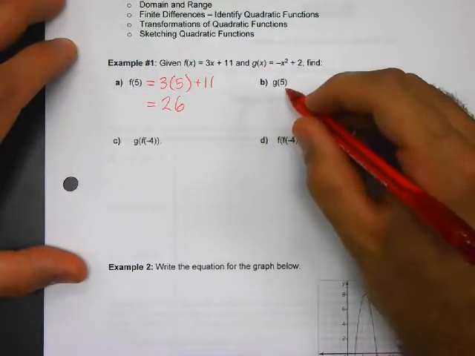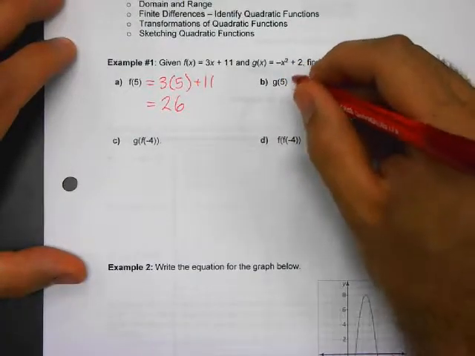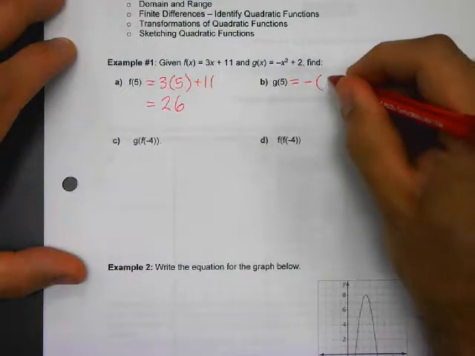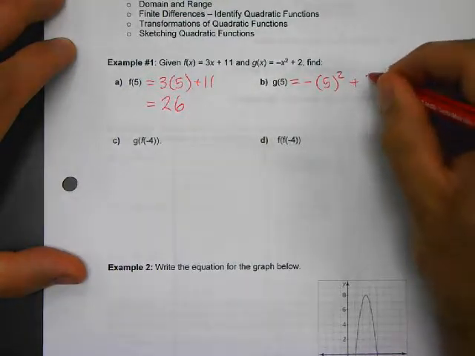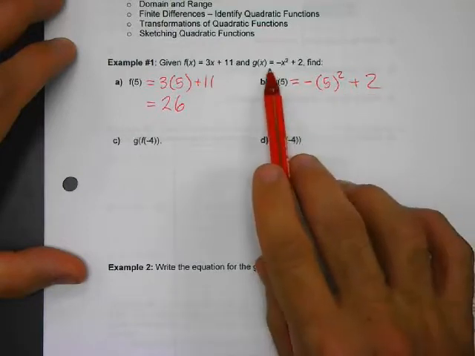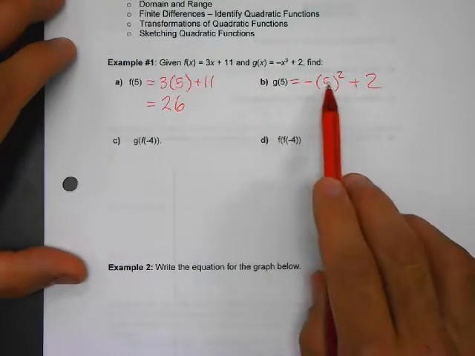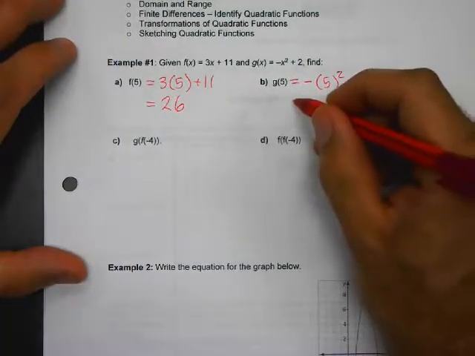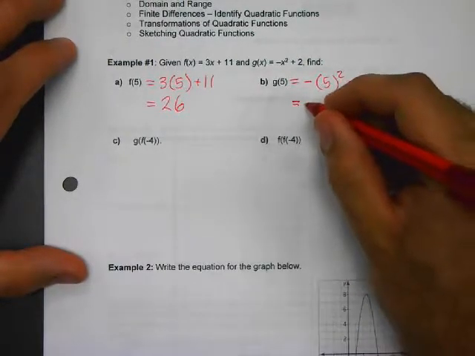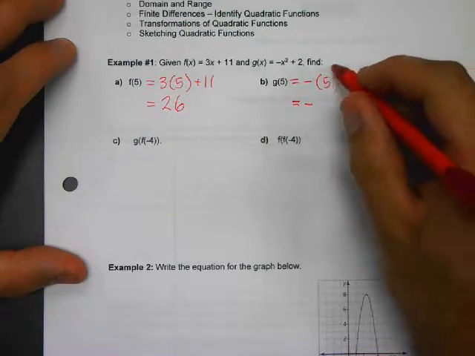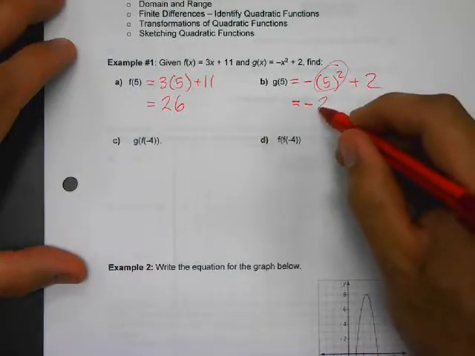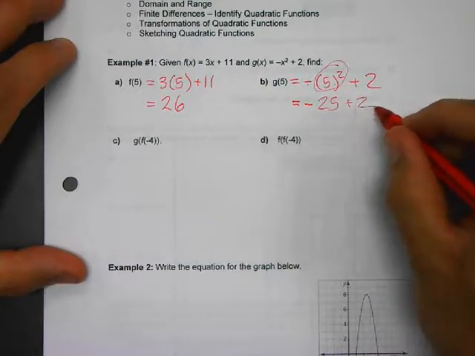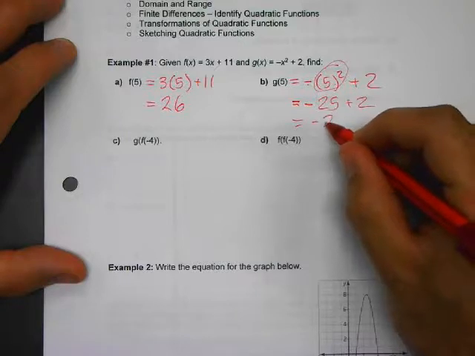Next one, we're going to do g of 5. So g of 5 is going to be equal to negative 5 squared plus 2 like this. What you want to do is look at the equation, replace the x with a set of brackets, and then you put the number into that bracket, and then you follow BEDMAS to get this. So I'm going to leave this here. I'm going to write the answer to this, which is 25. So it's negative 25 plus 2 gives you negative 23.